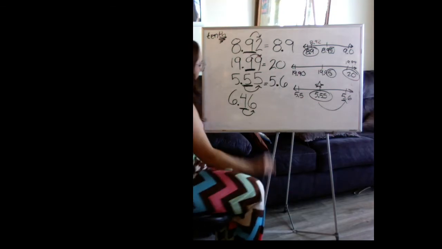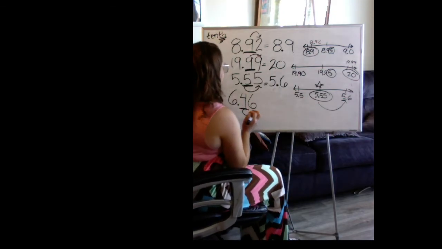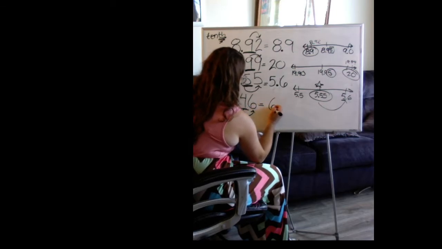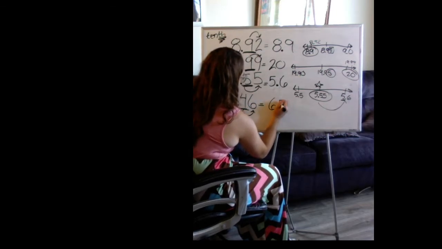5 and above, raise it up. 4 and below, stay the same down low. 6 is 5 and above, so it's going to push up that 4 to a 5. So our answer is 6 and 5/10.